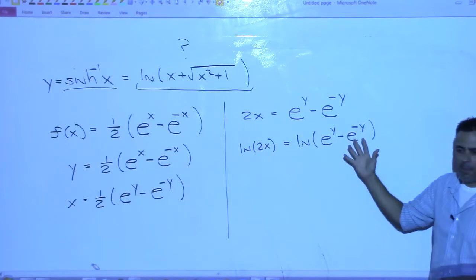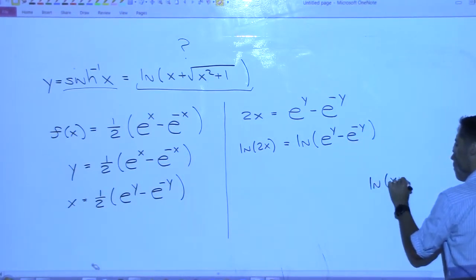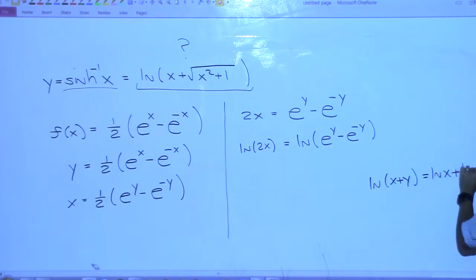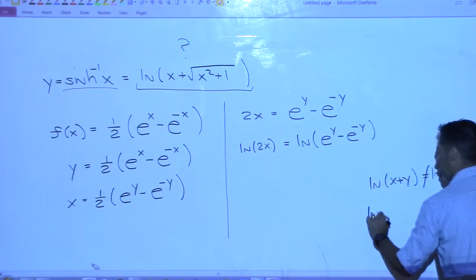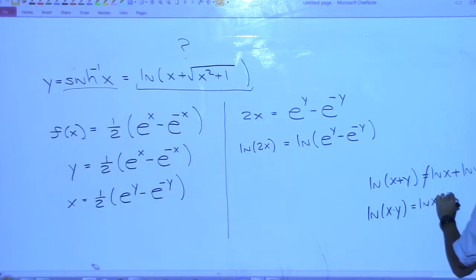So we have all these properties of logs, but one of the properties we have is not this, okay? This is not a property of the natural log. Natural log of x plus y is not the natural log of x plus the natural log of y. In fact, the correct formula is this. Natural log of x times y is natural log of x plus natural log of y.